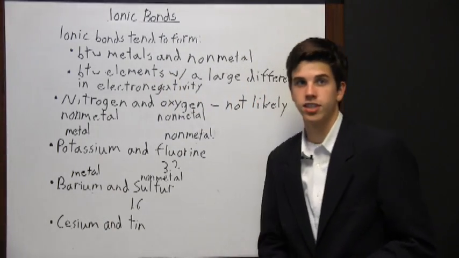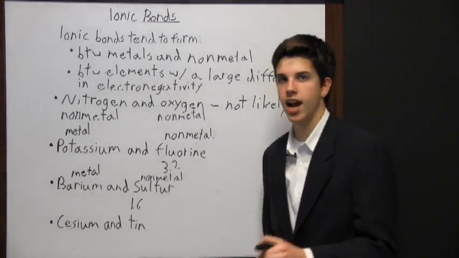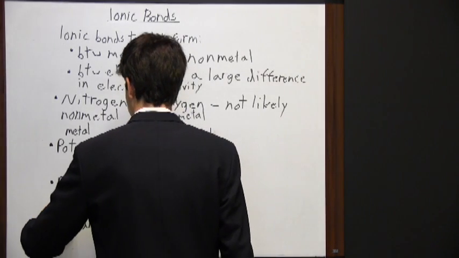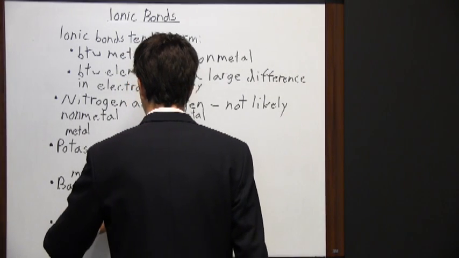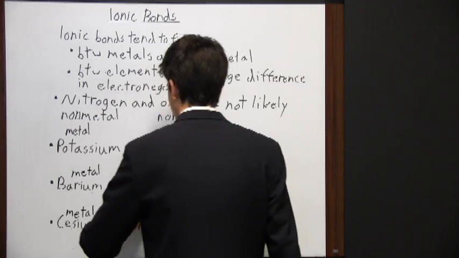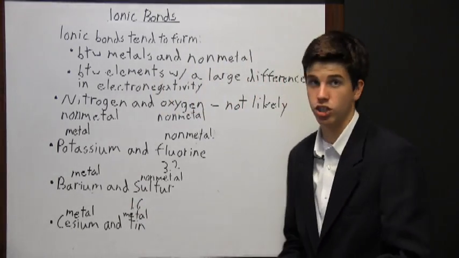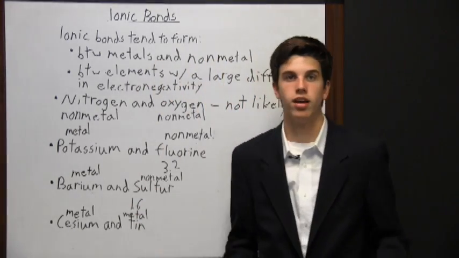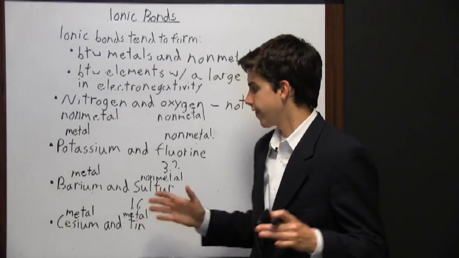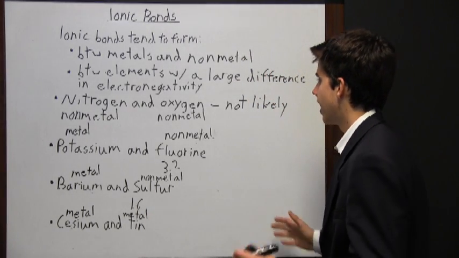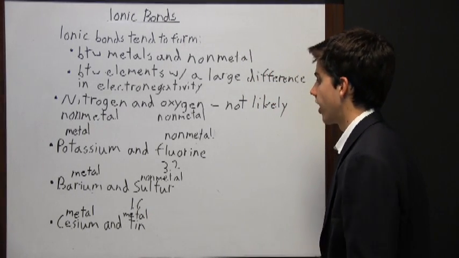Now finally, we have cesium and tin. Cesium is an alkali metal, and I'm sure you can guess that tin is a metal. So here we have two metals interacting with each other, so it's not between a metal and a nonmetal. So cesium and tin is not likely to form ionic bonds.